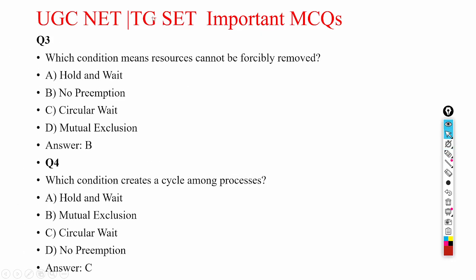To the next question. Which condition means the resources cannot be forcibly removed? In which condition can the resources not be removed forcibly? In no preemption. The answer is no preemption. Which condition creates a cycle among the processes? The circular wait forms the cyclic chain.